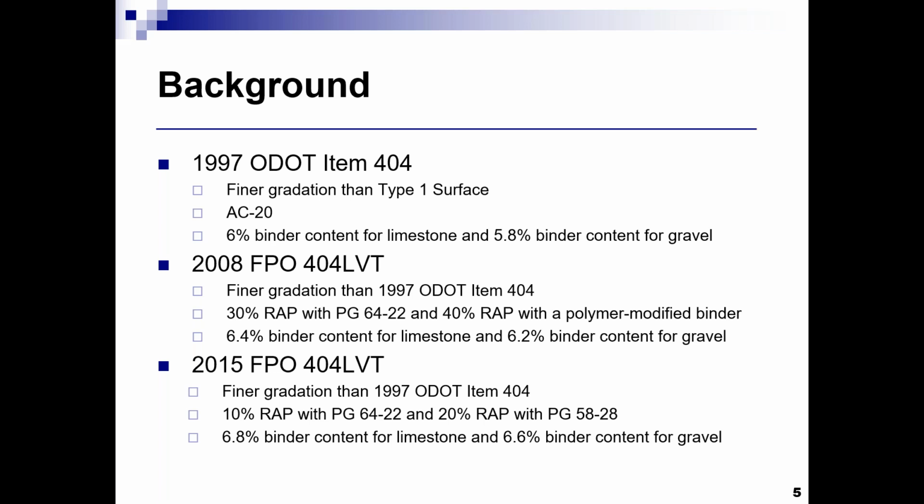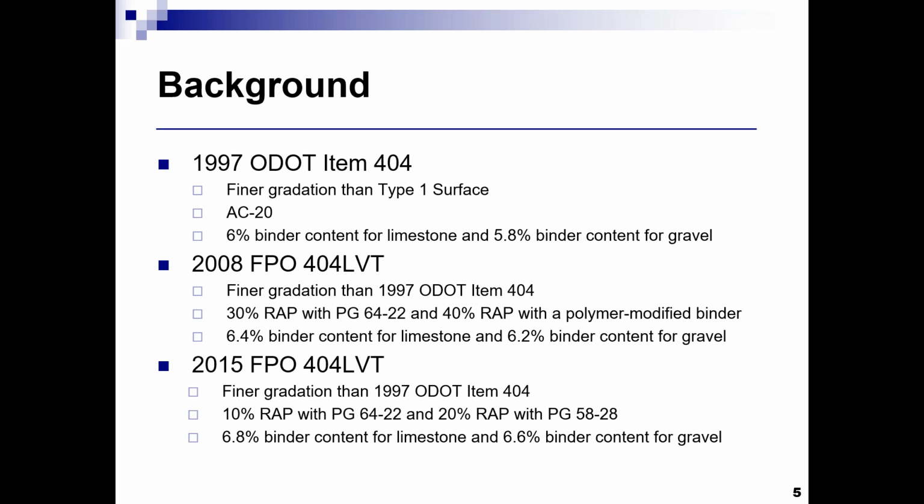So this item 404 mix included an asphalt mixture that had a finer gradation. AC20 asphalt binder was used for this mix, and traditionally 6% asphalt binder content was used for limestone aggregates, and 5.8% asphalt binder content was used for gravel aggregates. It was really an item that included asphalt mixes not only for low traffic, but low, medium, and high traffic.